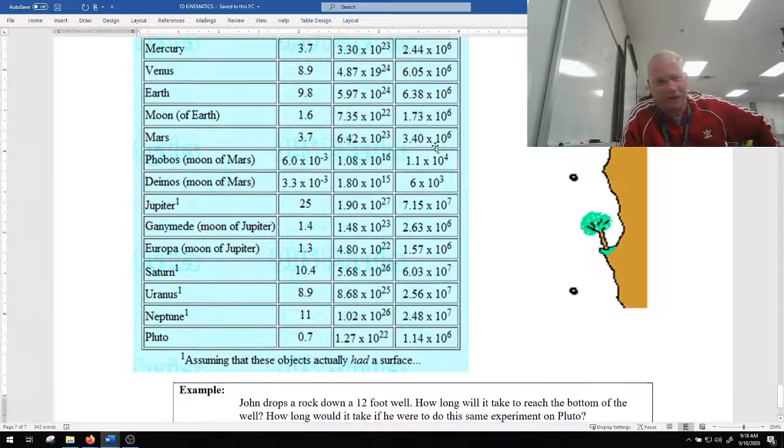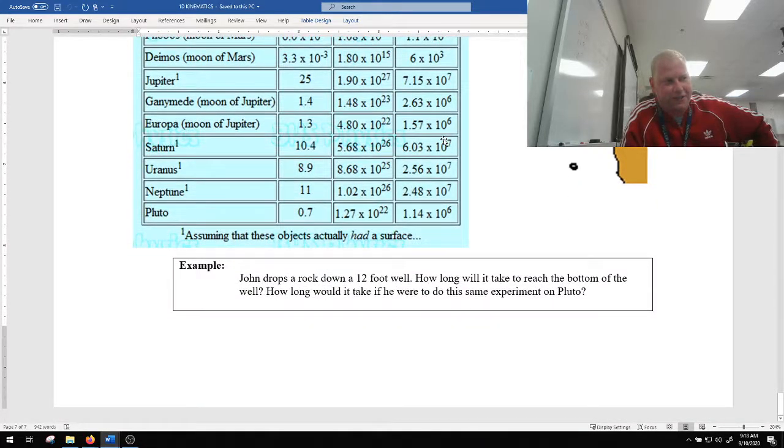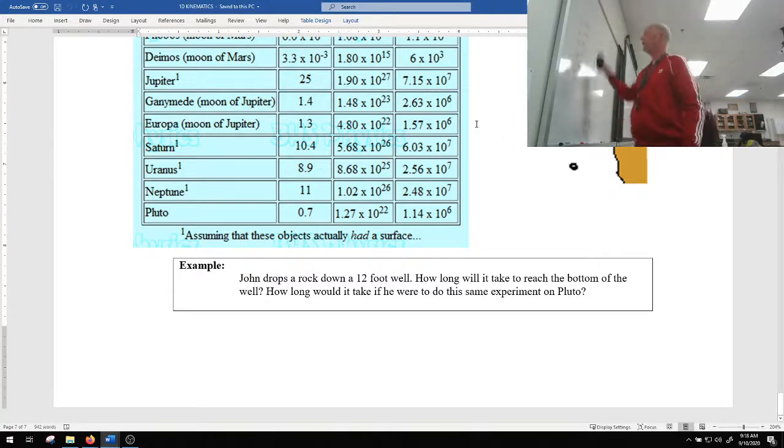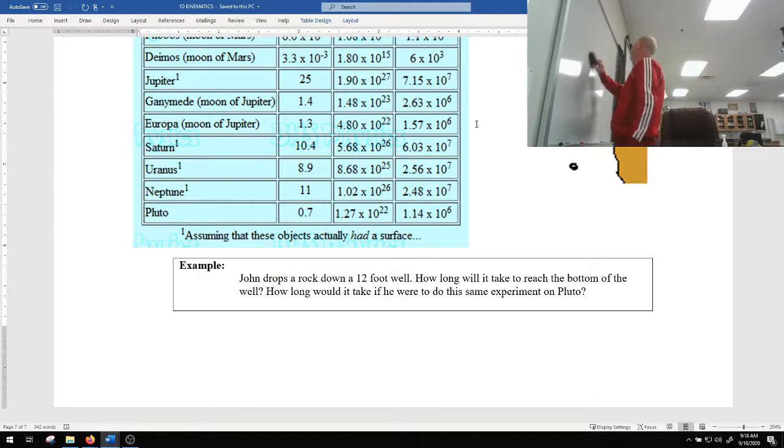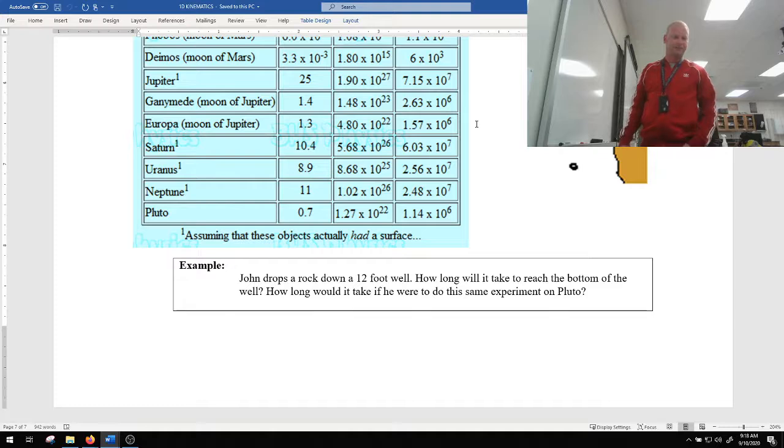All right, so let's take a look at an example here of free fall. So we've got John. He drops a rock down a 12-foot well. How long will it take to reach the bottom of the well?